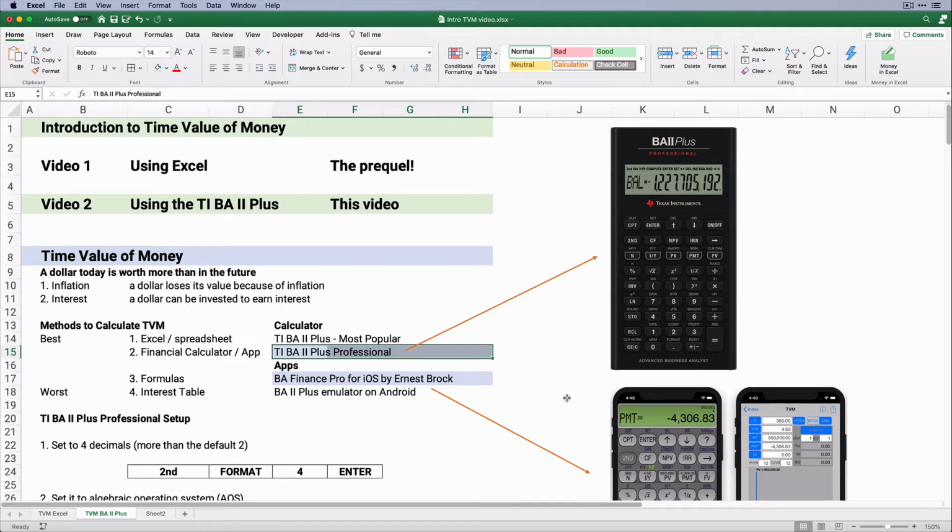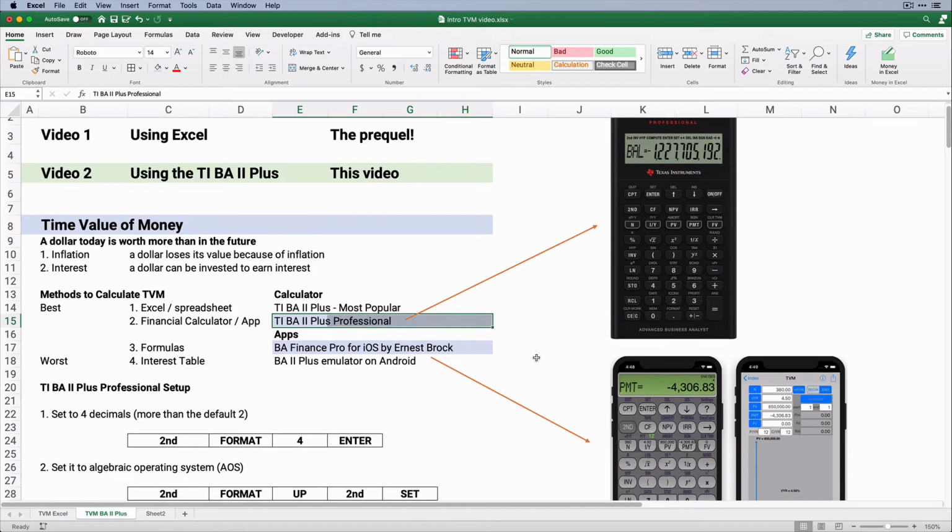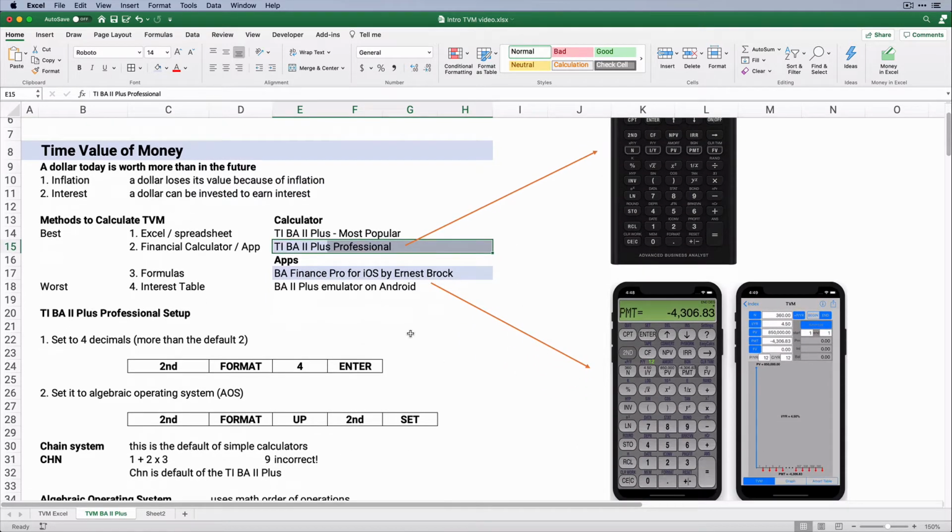Now, if you don't have the calculator and you want to use an app, then there's two options here. The one I recommend, because I know about it, and the one I'm going to show you, because I can show this on a screencast, is the BA Finance Pro for iOS by Ernest Brock. And here's what it looks like. Here's a picture of it. Now, you'll see that on my calculations.